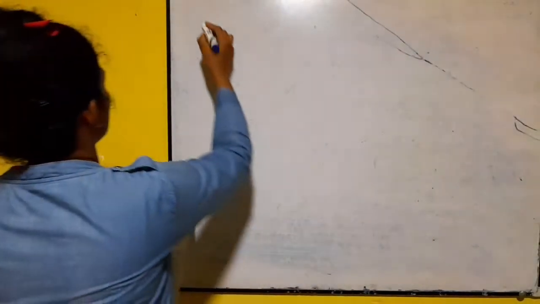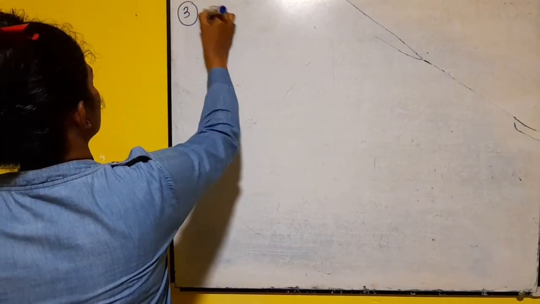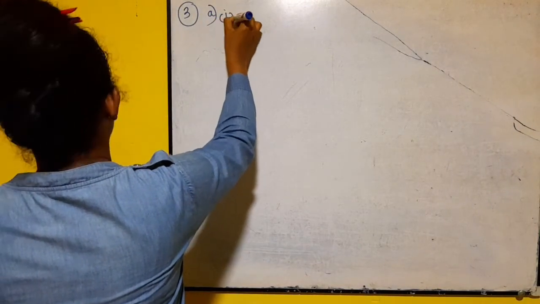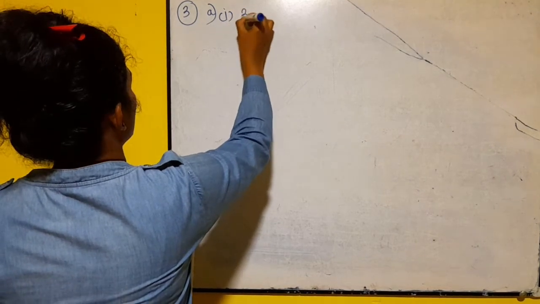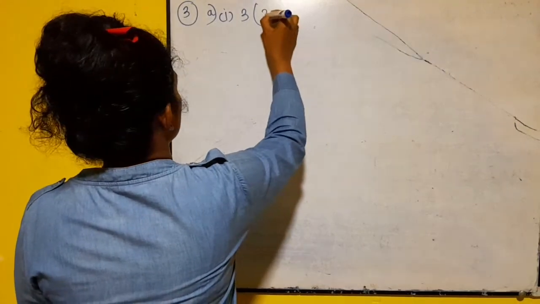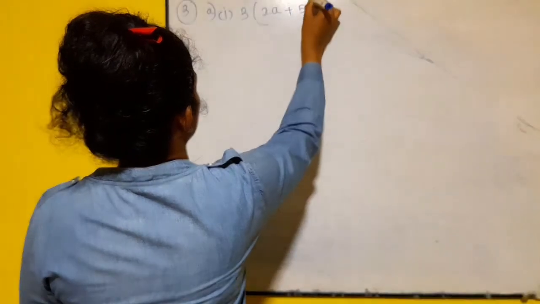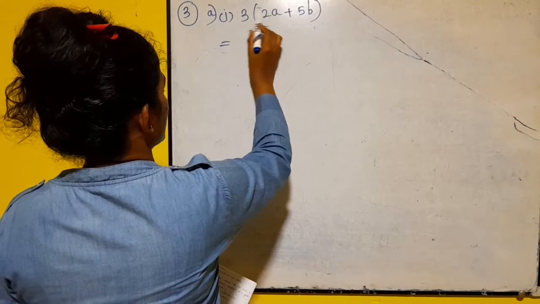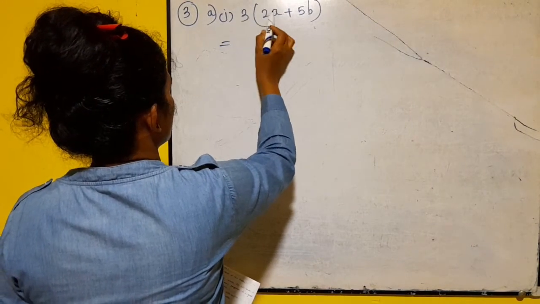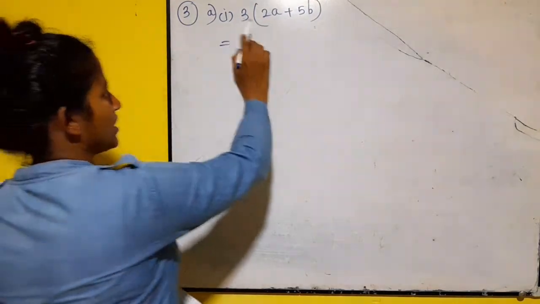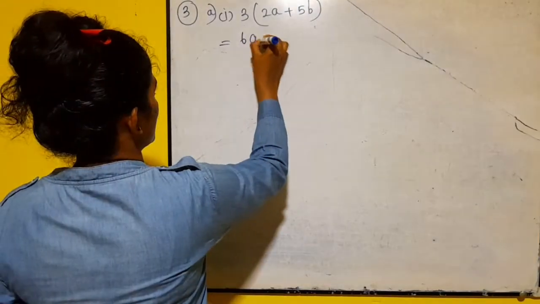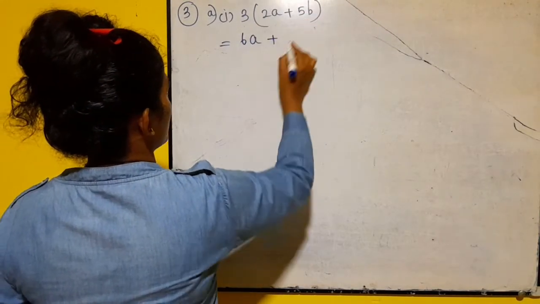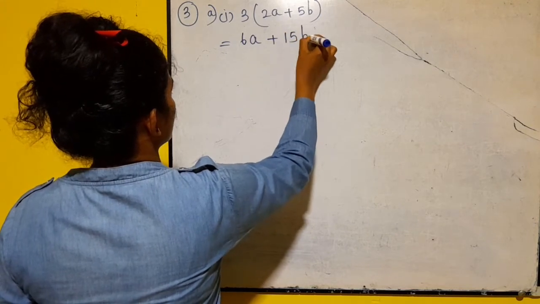Third question, A part. Remove brackets of your given expression. We will do it. 3 times 2a plus 5b. You have to multiply the terms inside the bracket by the number outside the bracket here. So 3 times 2a is 6a plus 3 times 5b, 15b. This is the answer.